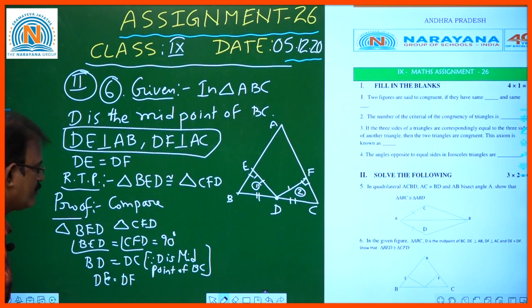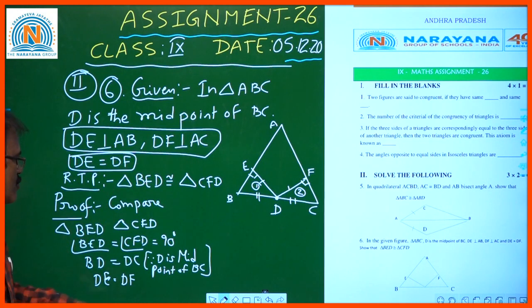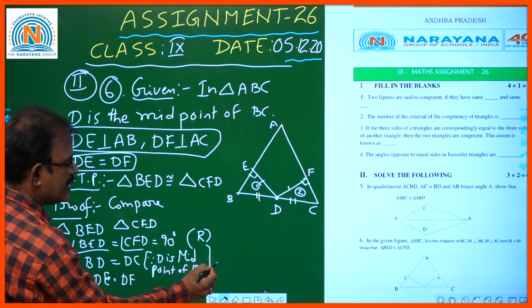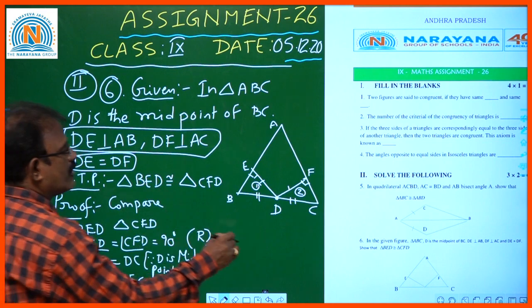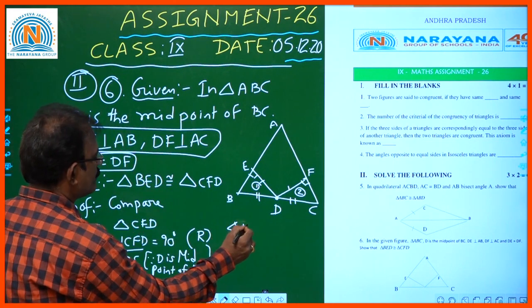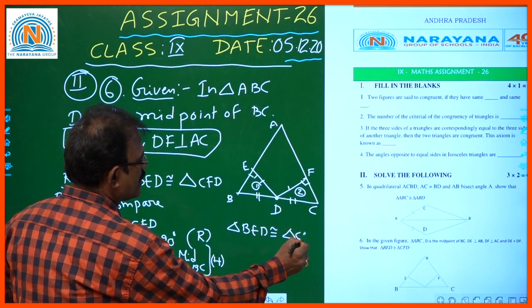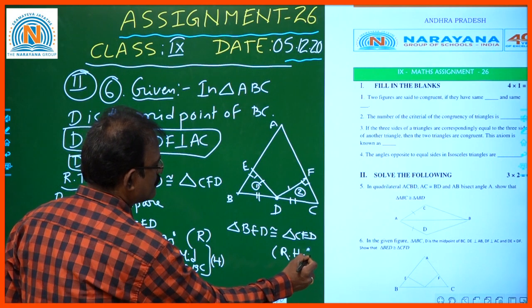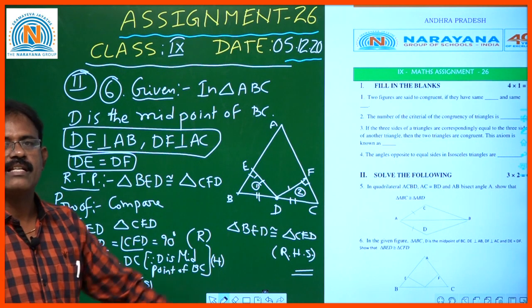DE is equal to DF. So this is also given. So this is right angle. This is opposite to 90 degrees, hypotenuse. This is one side. From RHS axiom, triangle BED is congruent to triangle CFD because of RHS axiom.